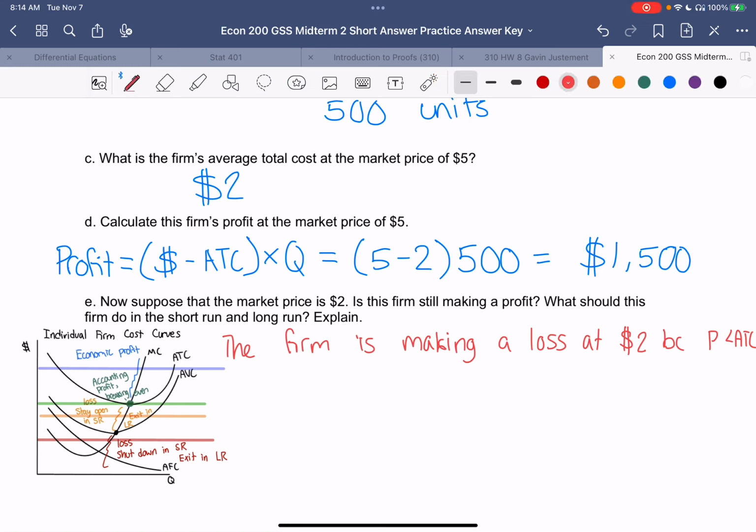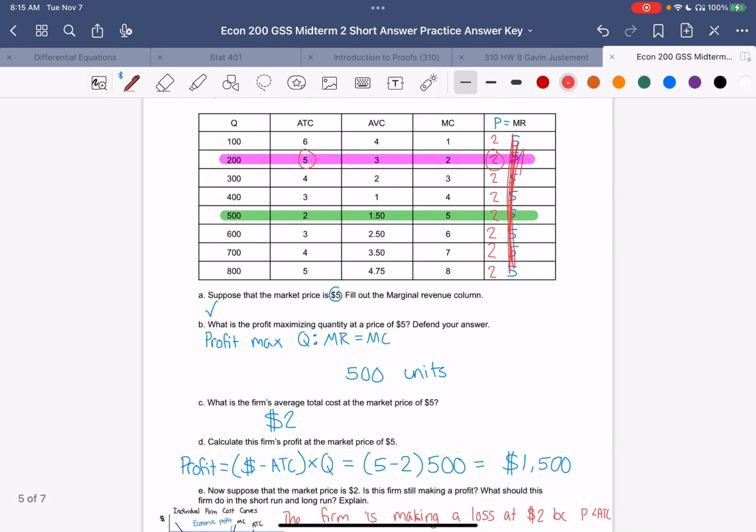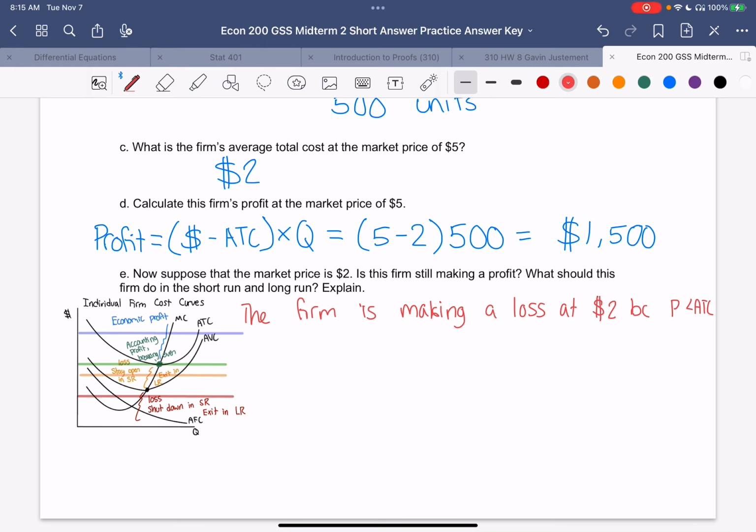So the way that we figure this out is if the price is in between the average total cost and the average variable cost, so anywhere in the yellow there, they're going to stay in the short run but exit in the long run. So we're checking to see if the price now is greater than the average variable cost. If the price is greater than the average variable cost, the firm will stay in the market in the short run. Otherwise, they shut down. So let's look back at the table. We're comparing the price of $2 versus the average variable cost of $3. Unfortunately, our average variable cost is greater than the price, so the firm will shut down in the short run.